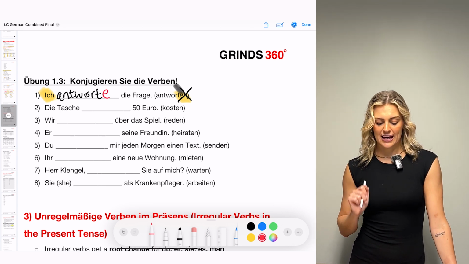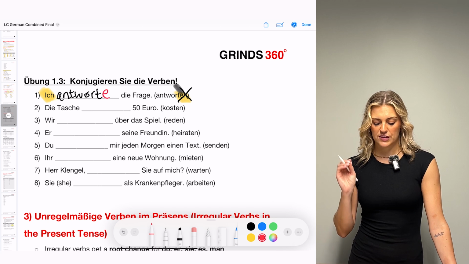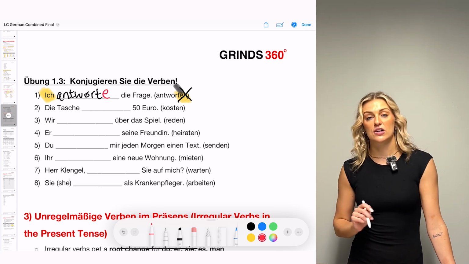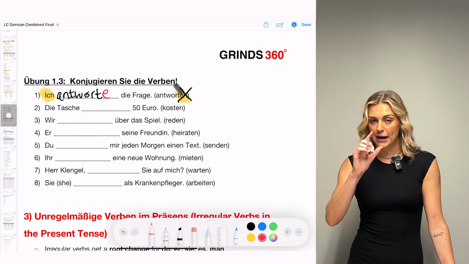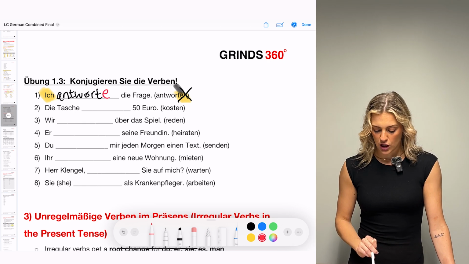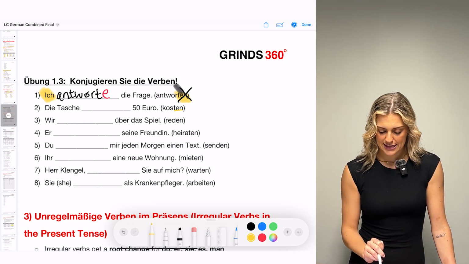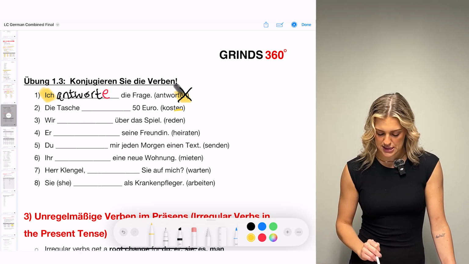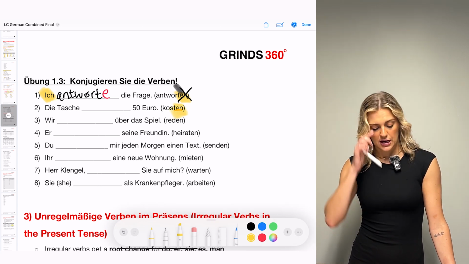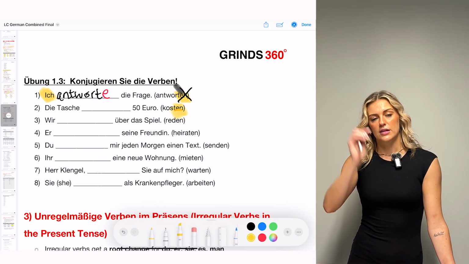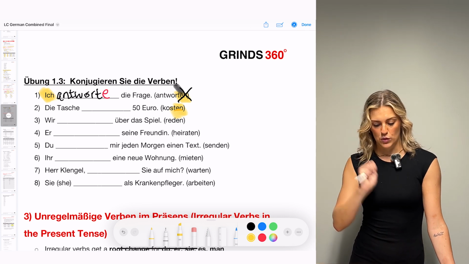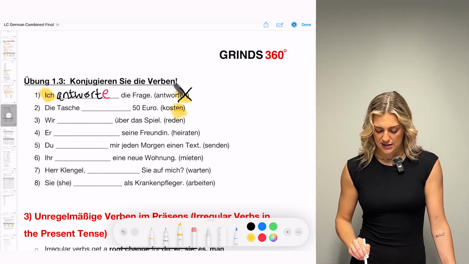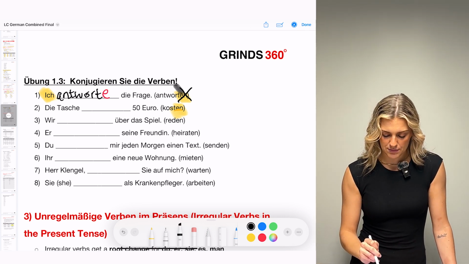Now, die Tasche something 50 Euro. I want to use the verb kosten, to cost. The bag costs 50 euro. Kosten ends in ten, so remember, I need to be careful if I'm using du, er/sie/es/man, and ihr. Okay? So kosten is to cost. So I take off my en, all right?